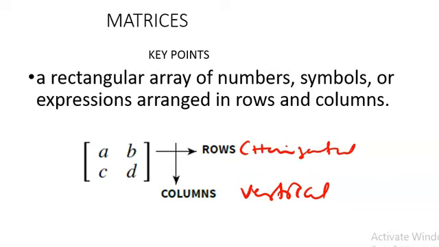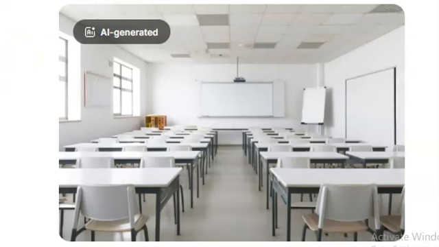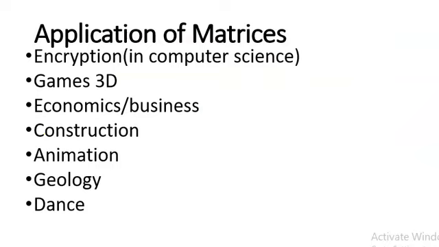Okay. Now what we want to do is look at matrix in action. So for example, if you are in a classroom like what we have here, look at how the seats, the chairs are arranged in rectangular form. So this is matrix in action. Let's look at other applications. Now, where do we find matrix in action?